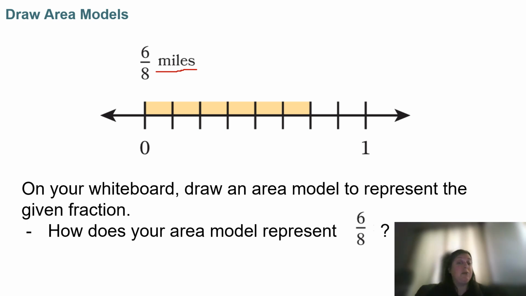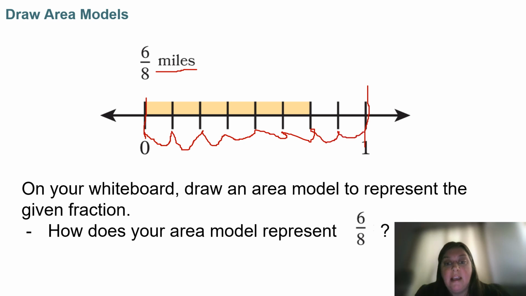Okay, I hope you talked about how you know the number line has 1 whole because it goes from 0 to 1. And then I hope you recognize that the whole was cut up into 8 parts. 2, 3, 4, 5, 6, 7, 8 parts. And that 6 of those 8 parts have been shaded in. So that's how we know it shows 6/8.